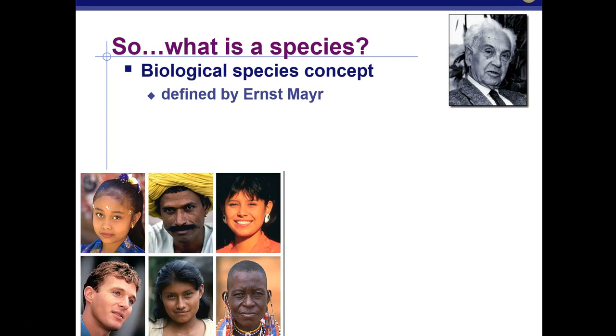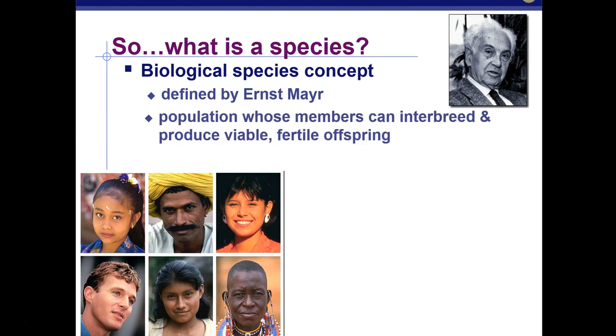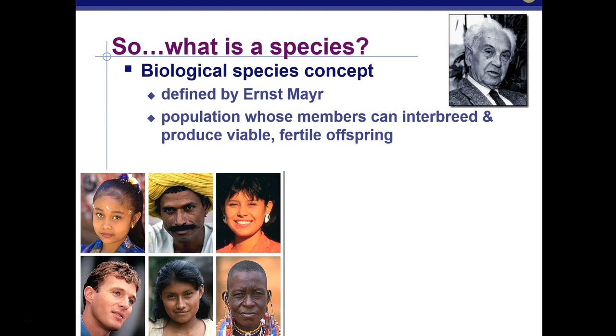Okay, so what is a species? And this was defined by Ernst Mayr, and he said it's basically a group of populations that have the possibility to interbreed. But what makes species separate, how you are a different species, is if you don't do this anymore.